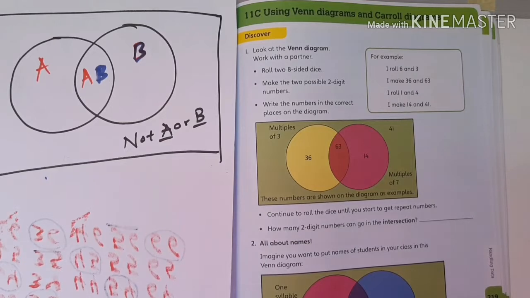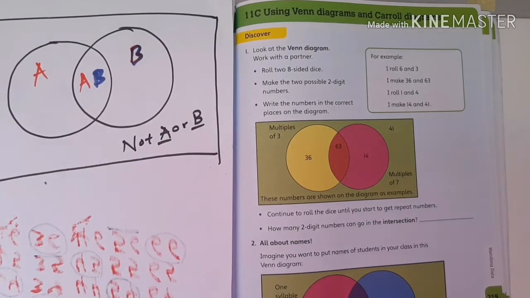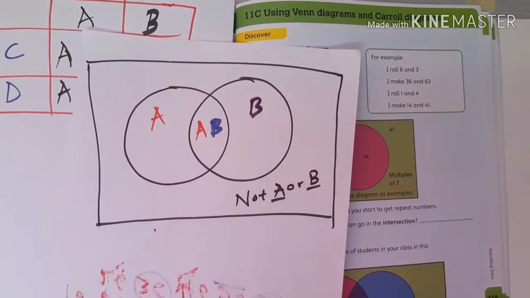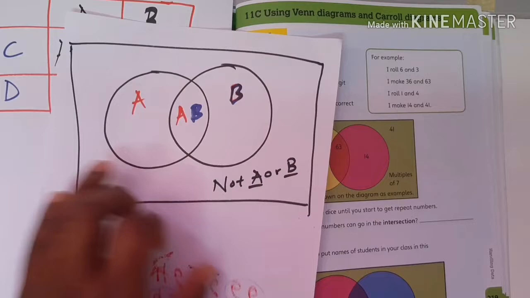Hello everyone. Today we are going to be doing Venn diagrams and Carroll diagrams, and there is a relationship between the two of them, so we are going to look at them right now. I have drawn an example of how a Venn diagram looks here.